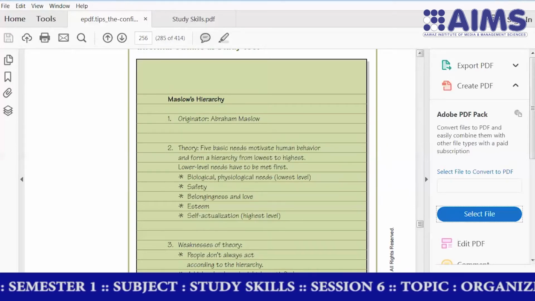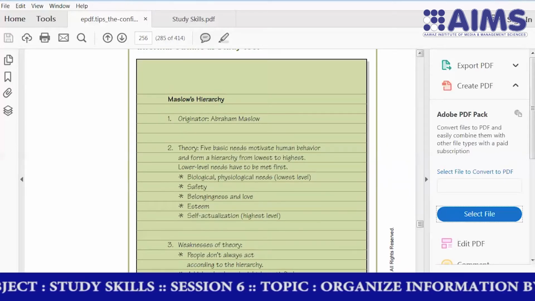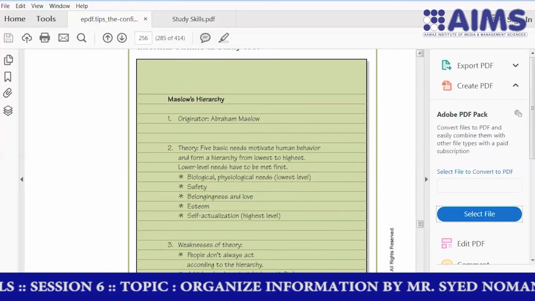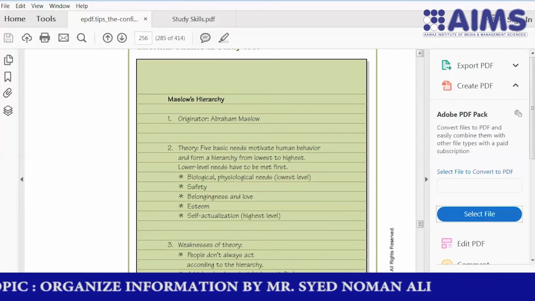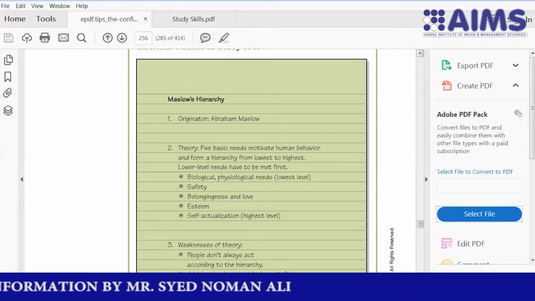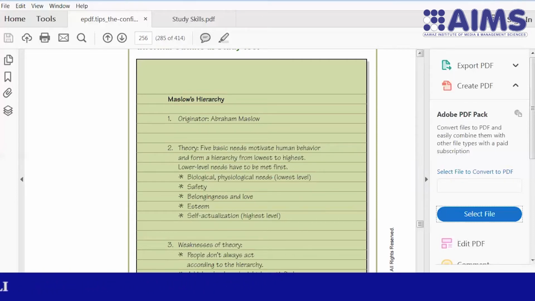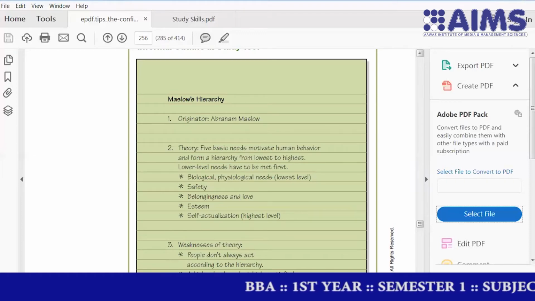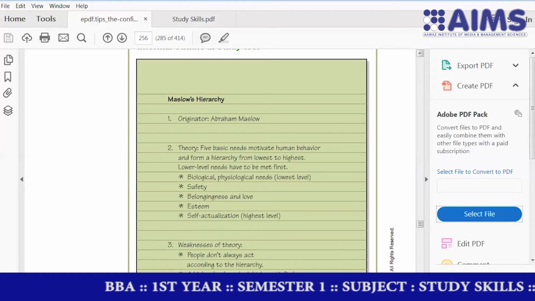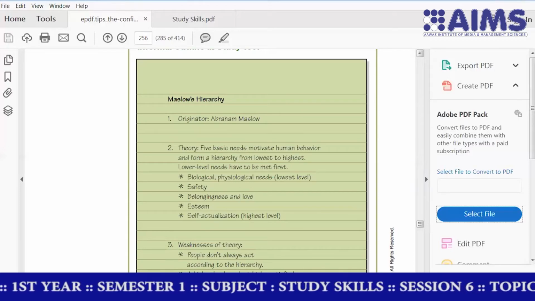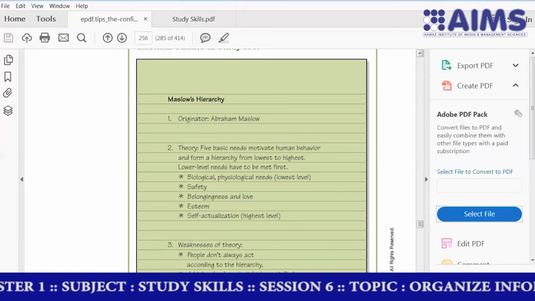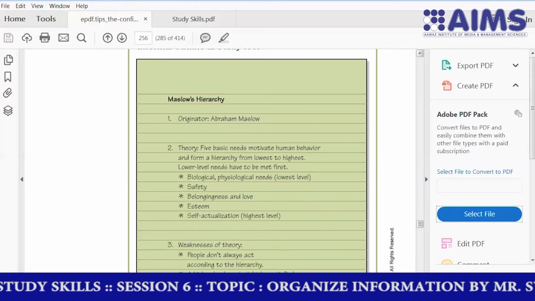Originator: who is the originator, who is the proposer? Abraham Maslow, who is a psychologist. Theory: what is the theory? The theory tells you that we have five basic needs that motivate human behavior, which are arranged from lowest to highest: first, biological; second, safety; third, belongingness and love; fourth, esteem, self-esteem; and finally, self-actualization. This one is the theory.